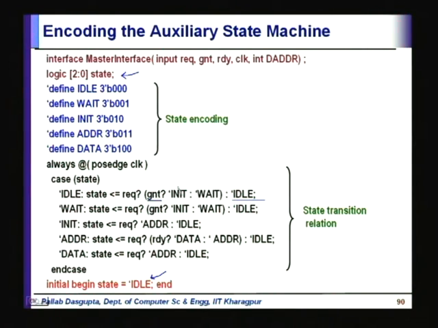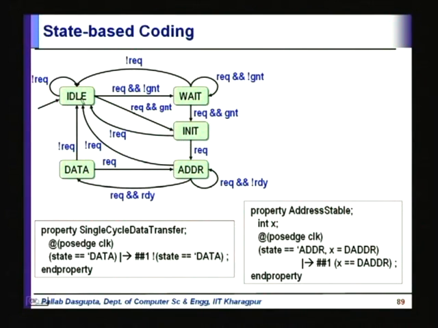If we have grant, then we are going to go directly to init, otherwise we will go to wait. See, if request is low, we stay in idle. If request is high, then if grant is high, we go directly to init. If grant is low, we go to wait.